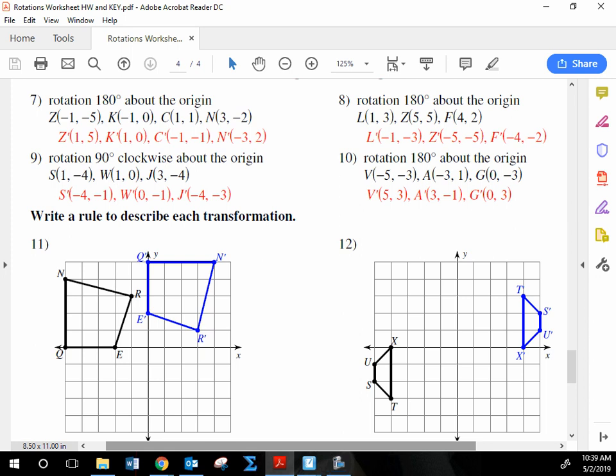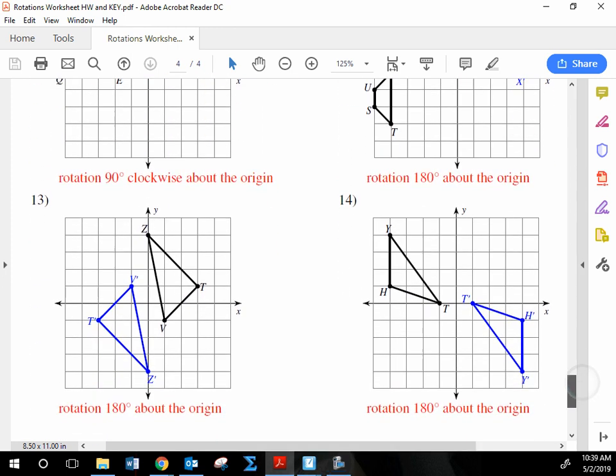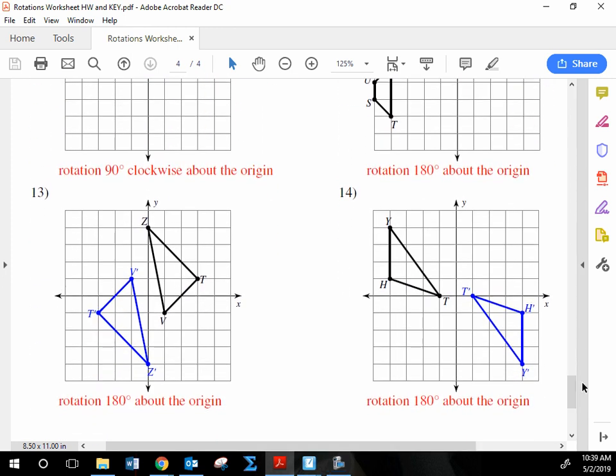Okay, and then 11, 12, 13, and 14, you were just writing a rule to describe it. So we're not doing X, Y maps onto something. You literally just write 90 degrees clockwise or counterclockwise. So for quadrant 1 and quadrant 3, they're just the opposite. Just opposite signs. Okay, now you could have had different answers.